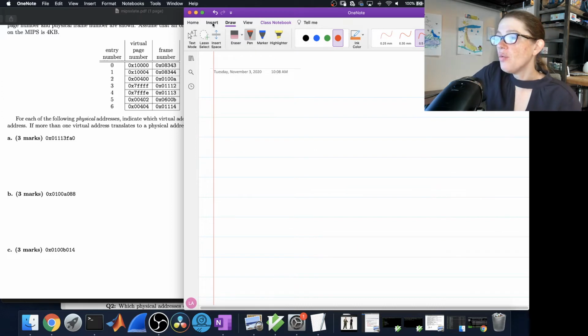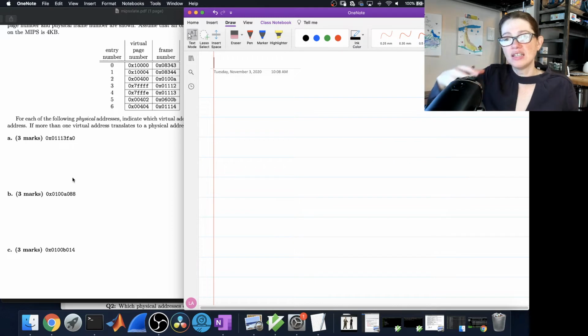All right, so what we've got here is, instead of a bunch of virtual addresses we want to change, we have a bunch of physical addresses, and we want to know, given that this is OS 161 and SYS 161, what are all of the possible virtual addresses that could have translated to this physical one? So we're not saying which one did. I'm asking you, what are all of the possibilities that could translate to this physical address?